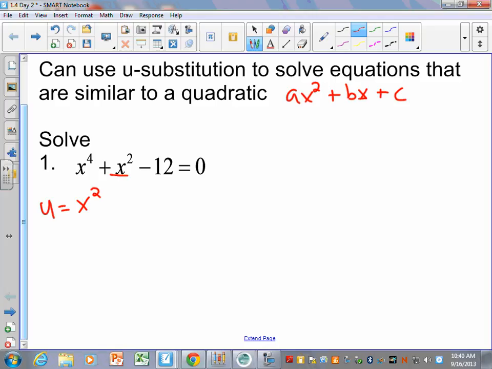So if u is x squared, what does that make x to the 4th become? If I square u, do you agree that becomes x to the 4th? And every time it should work that way. You're trying to make a quadratic, so whatever your u is should make that first one become u squared. And then that just becomes plus u minus 12.